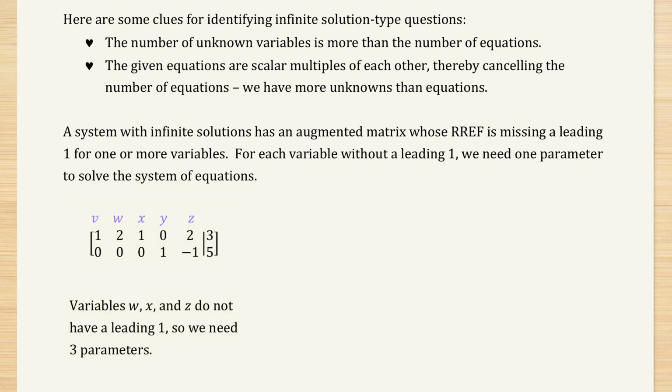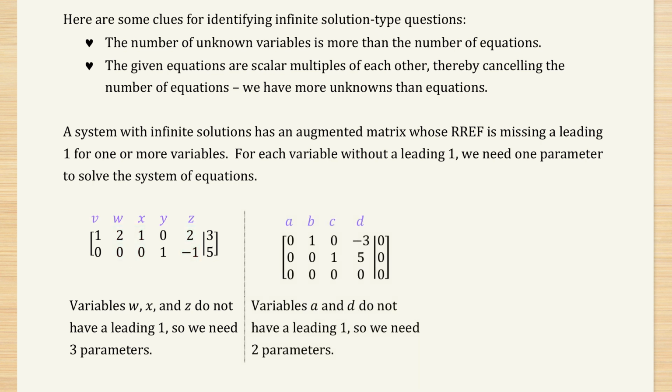Let's say we have a system of equations with the variables v, w, x, y, and z. We have a leading one for v and a leading one for y, but notice that we do not have a leading one for w, x, or z. We need parameters for these three variables for which we do not have a leading one.